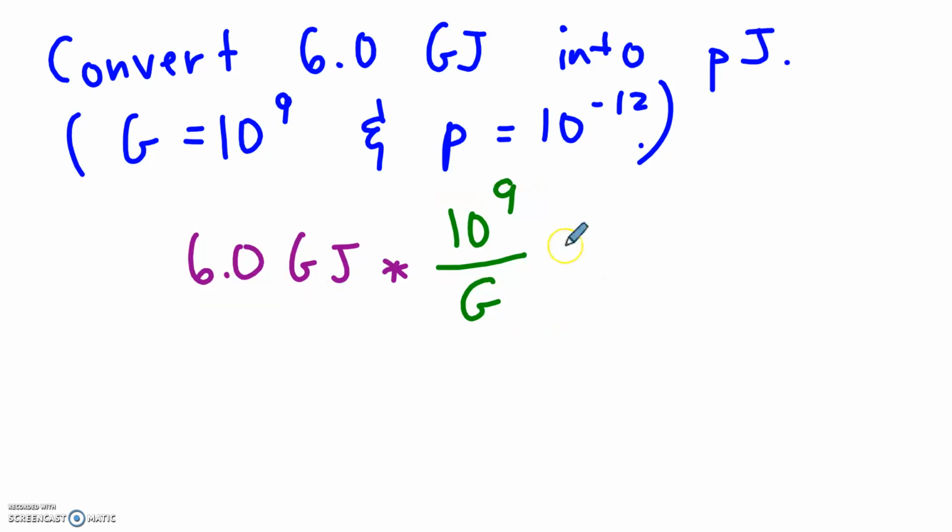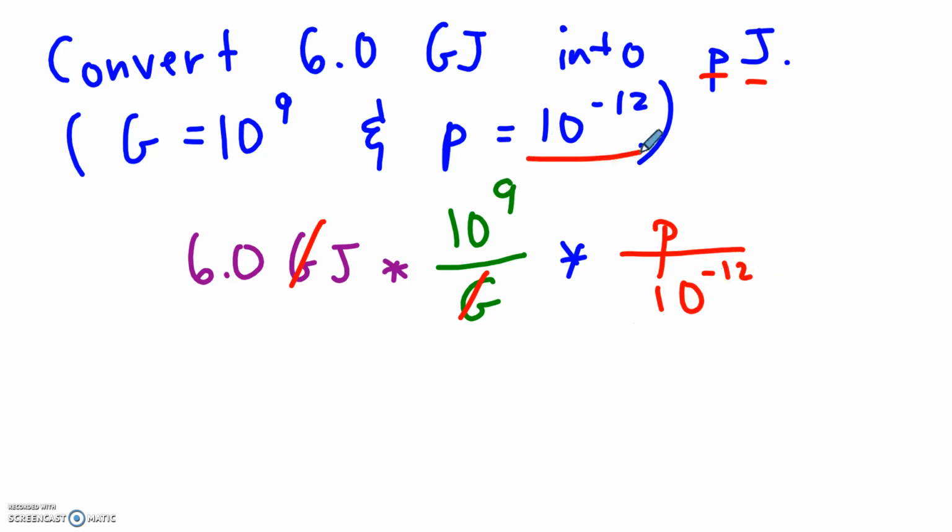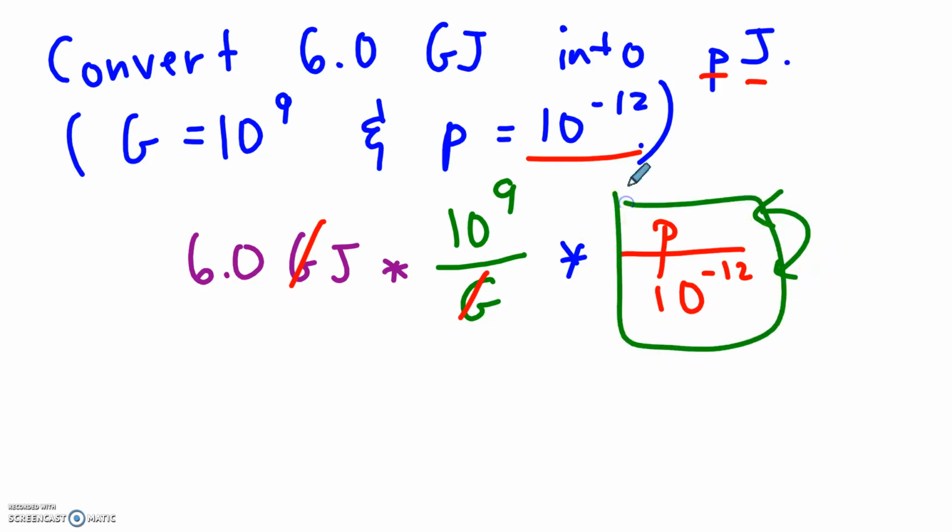The next thing I do, now that I've gotten rid of giga, I want to add pico into the numerator along with joules. So I put a pico up top. But I have to make sure my fraction equals 1. So what do I put down below? I put the corresponding power of 10, 10 to the minus 12. Now my numerator and denominator are equal, and so this is no different than multiplying by 1, which doesn't change the original amount.